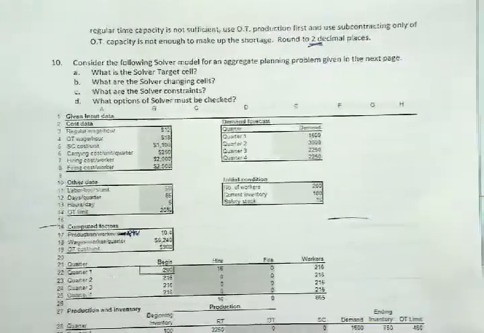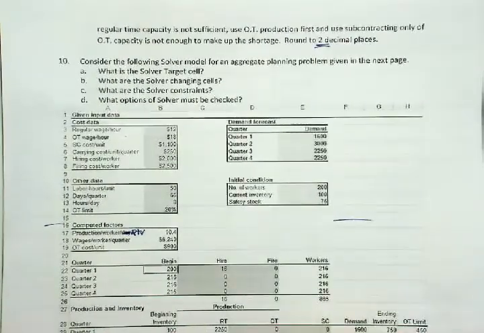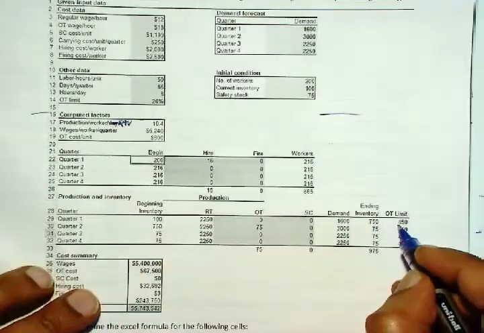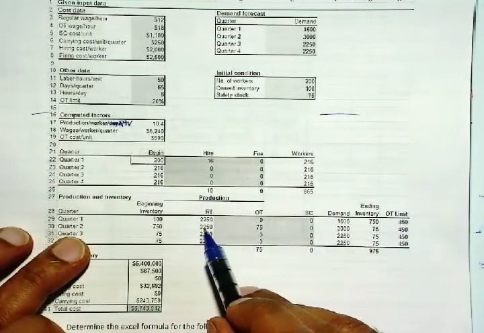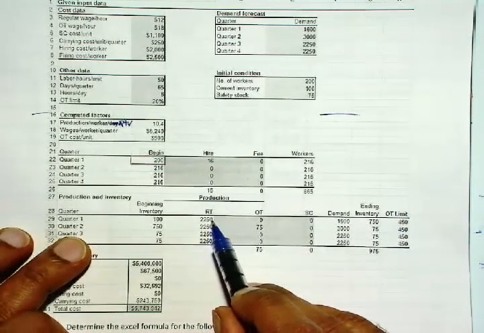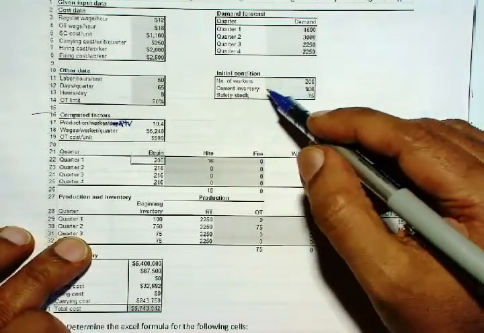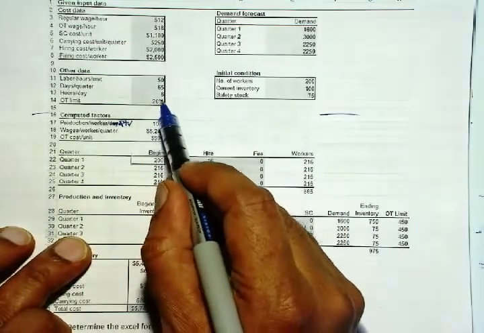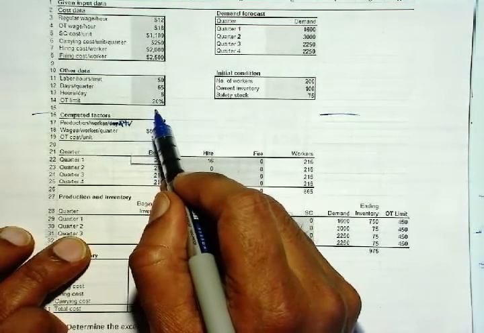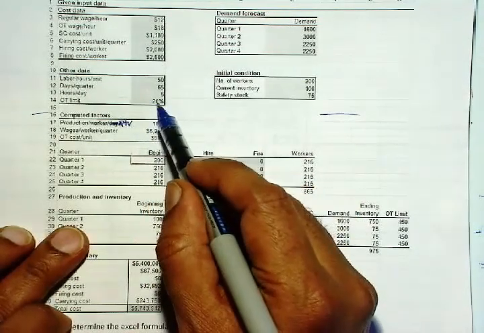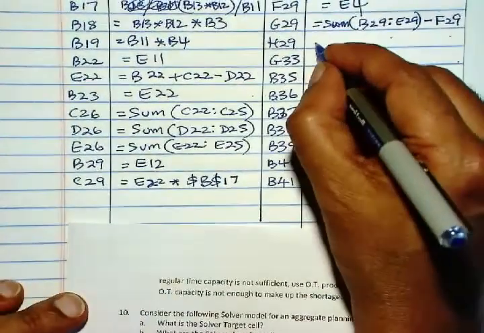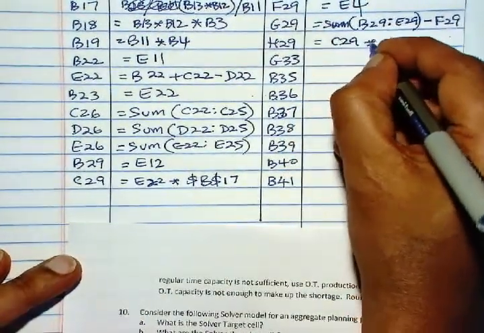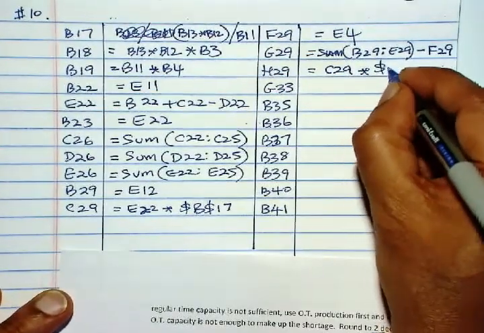Next is H29. Okay, H29 is the overtime limit. So overtime limit is regular time production times the overtime limit, which is cell B14. And once again, remember, cell B14 must be a fixed absolute cell, so it is $B$14. So this is C29 times $B$14.